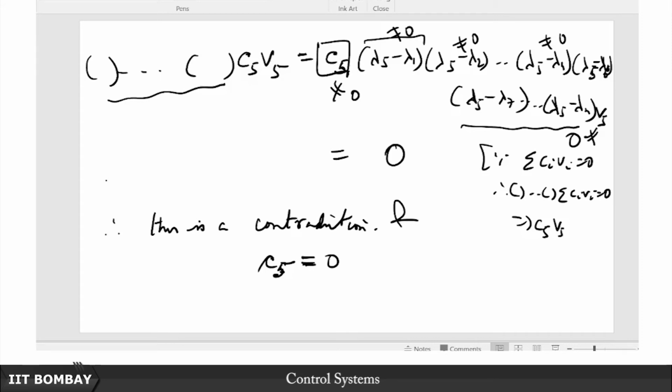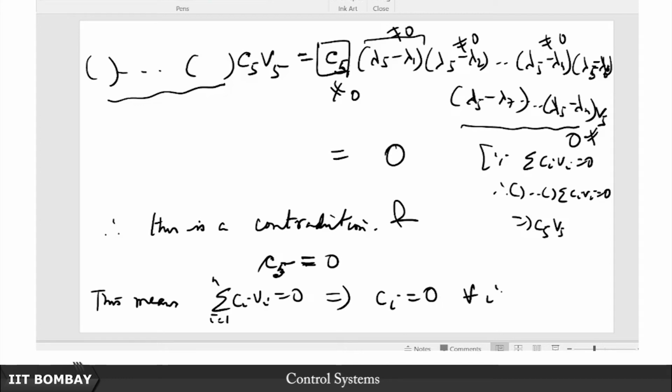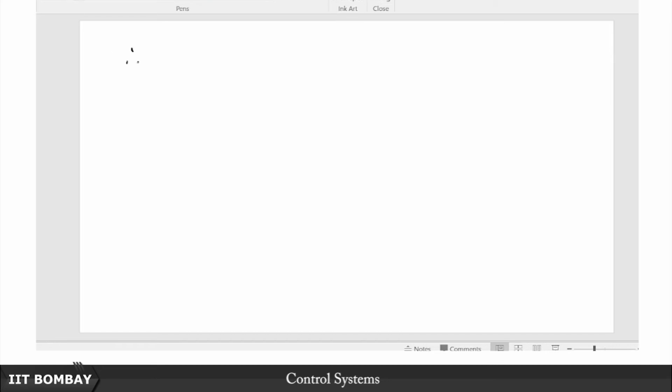So therefore every Ci is 0. It implies that summation Ci Vi, i going from 1 through n, equal to 0 implies Ci is equal to 0 for all i, which in other words is to say that this set of eigenvectors V1, V2 till Vn is linearly independent.